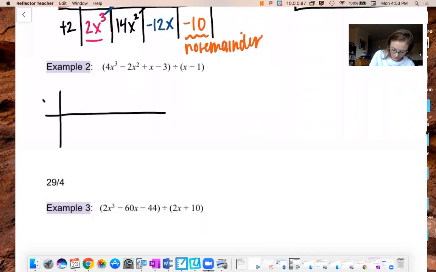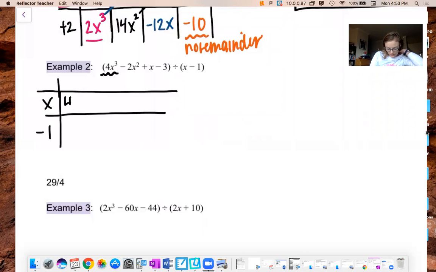Put whatever you're dividing by on this side. Give myself a little space on top. This 4x cubed has to go in the top box here. And then I just figure out what makes it work. So let's see, this has to be a 4x squared. So when I do that times x, I get 4x cubed. Then if I do 4x squared times negative 1, this becomes negative 4x squared.